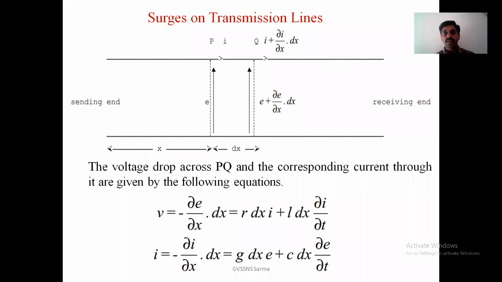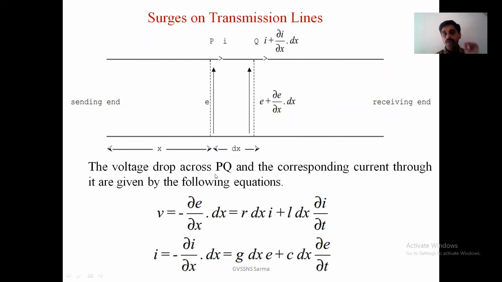If you take a transmission line, you know the transmission line is represented by RLGC. There is a sending end, and some voltage is incident here. Let us take a portion of this transmission line, which is dx, at a distance x from the sending end. This is the voltage at the end of this small length dx, and this is the current. Let us see how we got this.